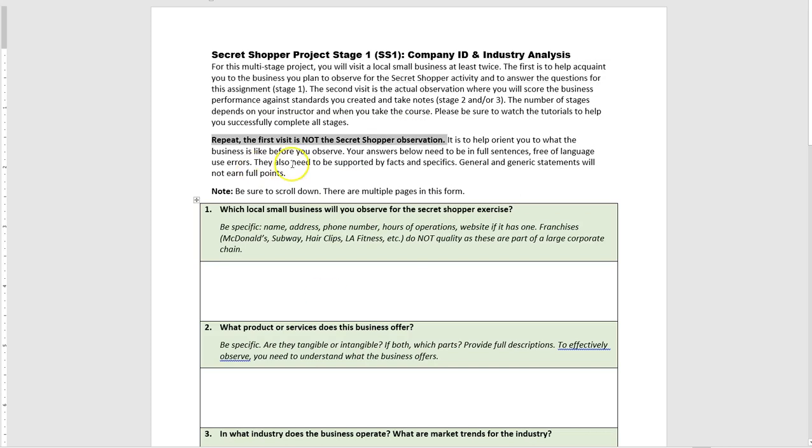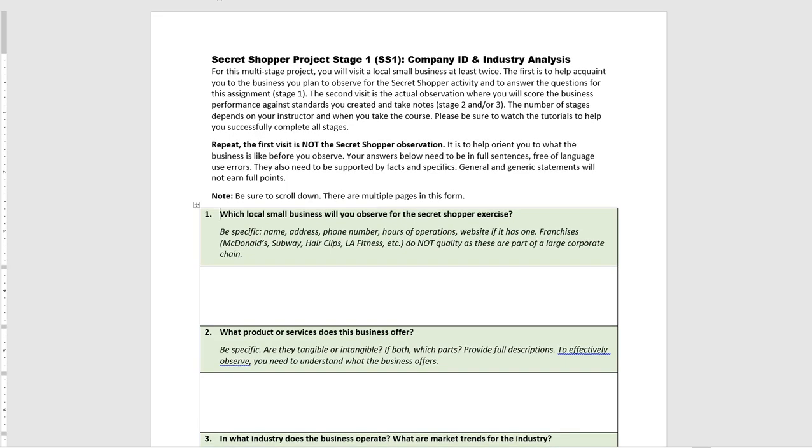To clarify, the first visit is not the Secret Shopper observation. It is merely intended to help you gain a sense of what the business is like so that you are ready for the observation itself. Let's now focus on the questions you will need to answer for this assignment.